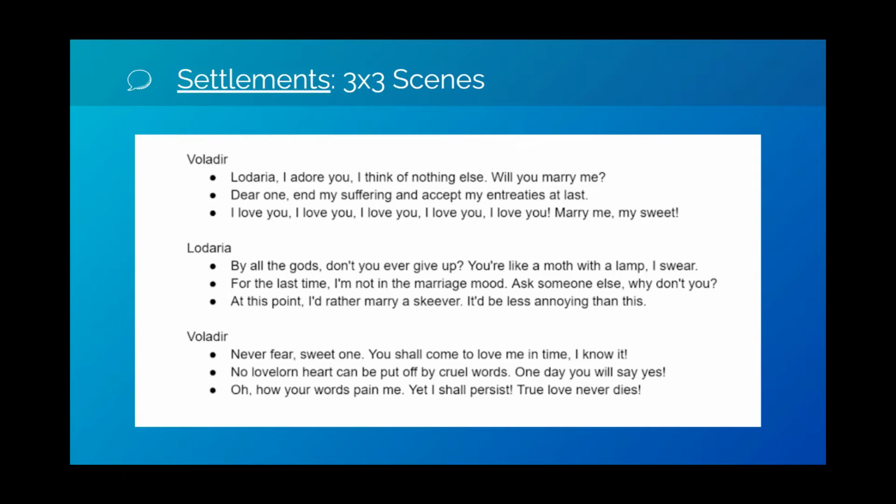So let's just say we are picking 1 and then 3 and then 2. So, Lodaria, I adore you. I think of nothing else. Will you marry me? She responds with, at this point, I'd rather marry a skeever. It'd be less annoying than this. And then he responds, no lovelorn heart can be put off by cruel words. One day you will say yes.